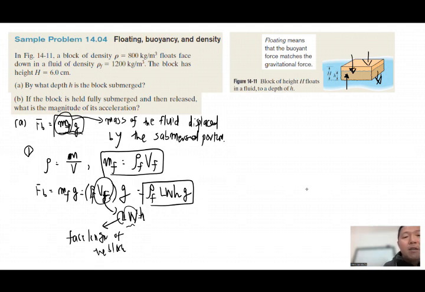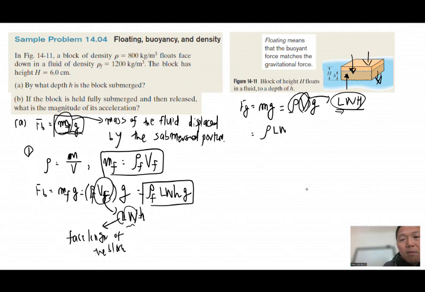Similarly, the gravitational force F_g is m times g. Here m is ρ times the volume V, times g. The volume V is L W H, the volume of the block. If you replace V with that, the gravitational force is ρ L W H g.